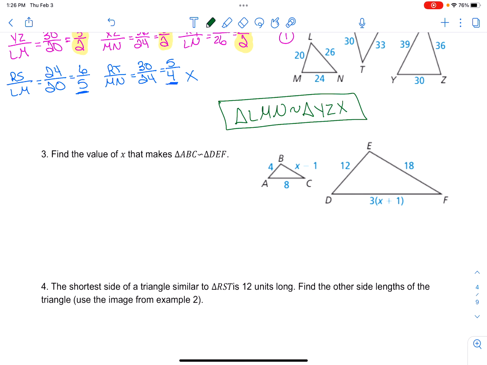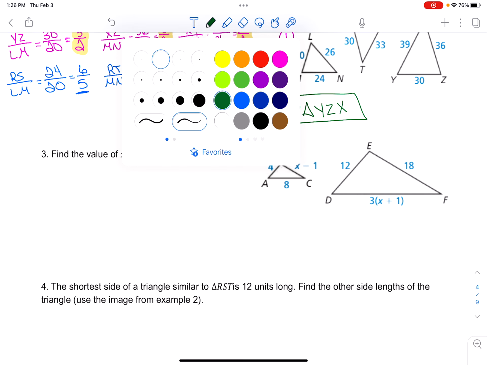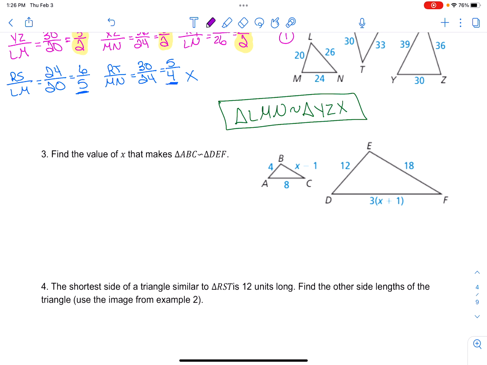And then number 3 throws in some algebra for us. It says to find the value of X that makes ABC similar to DEF. So first thing that you want to look at is where you have those X values that you have to solve for. I think this X minus 1 is a little bit easier to work with than the 3X plus 1. So that means I want to work with side BC.